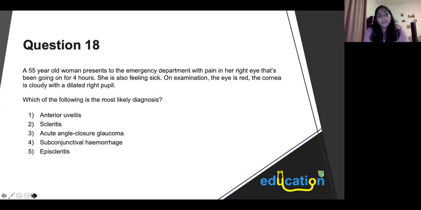Question 18. A 55-year-old woman presents to the emergency department with pain in her right eye that's been going on for 4 hours. She's also feeling sick. On examination, the eye is red, the cornea is cloudy with a dilated right pupil. Which of the following is the most likely diagnosis?